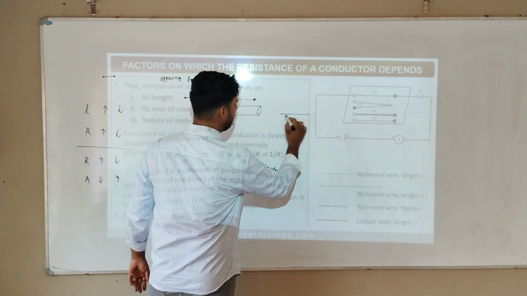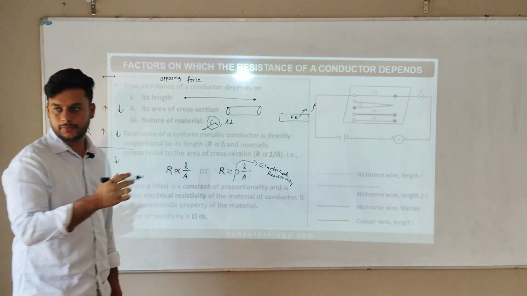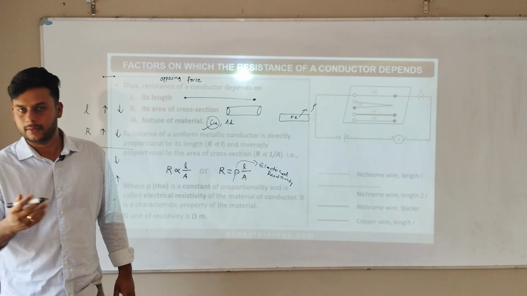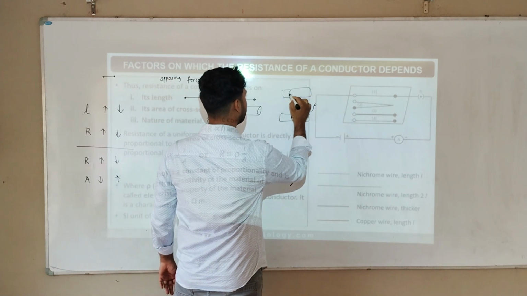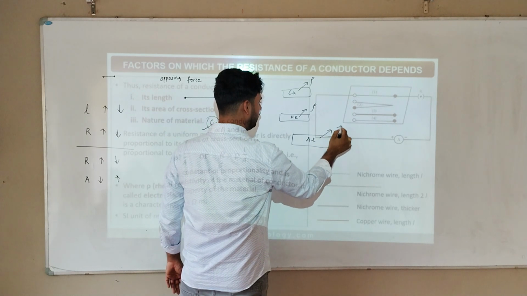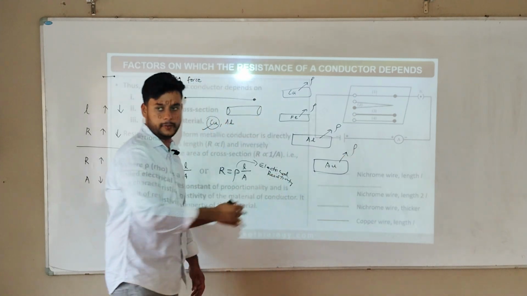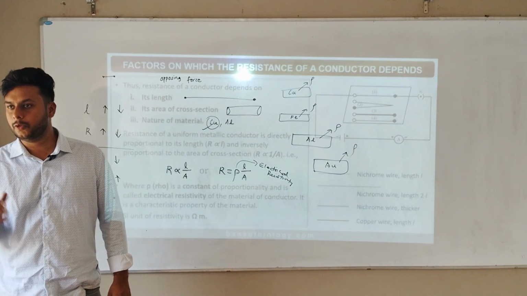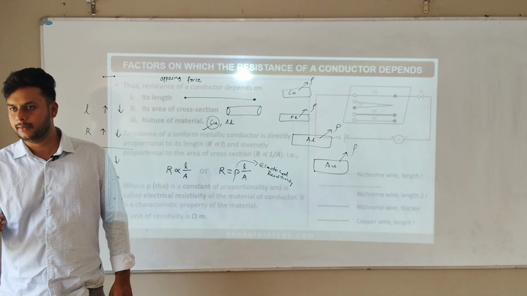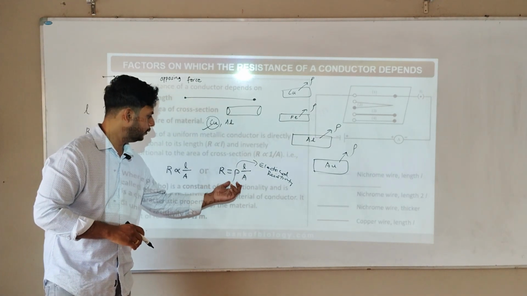Now if I take the metal iron, Fe, its resistivity is called rho, and rho changes for every metal. For iron it's different, for copper this rho will be different, for aluminum different, for gold Au different, for silver different. Getting? Rho means resistivity. Resistivity depends upon the metal. So R is equal to rho length upon area.